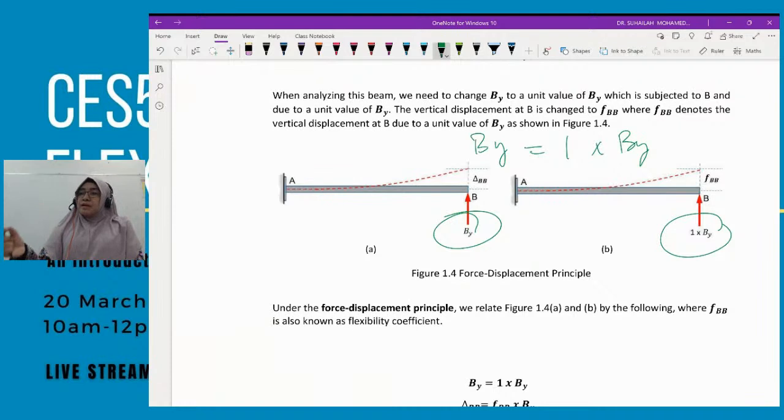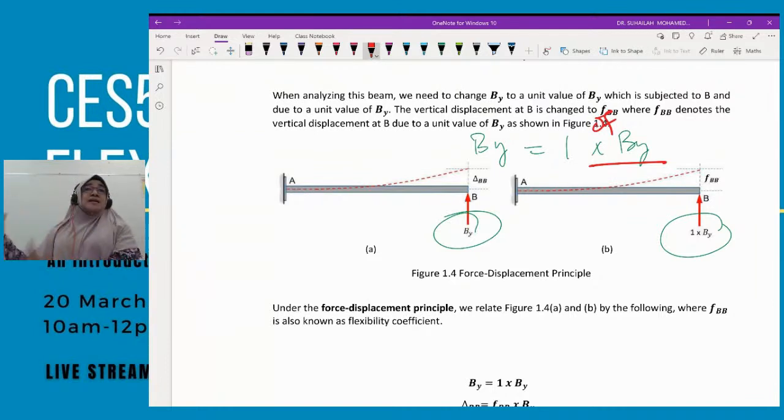Okay, now that is what I said, we adopt and adapt. We don't use it exactly as is, no. Okay, the virtual work method is to calculate displacement, right? To calculate displacement, and we apply a unit force. Now, a unit force in this case is a unit value of By.